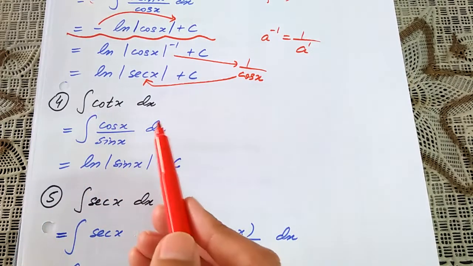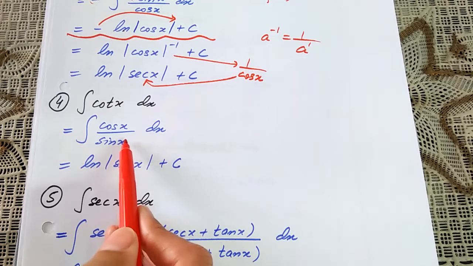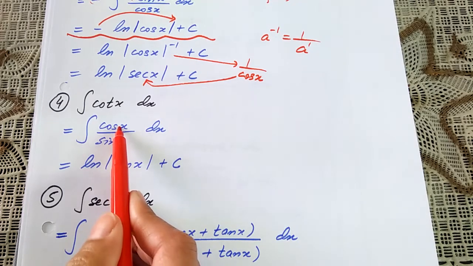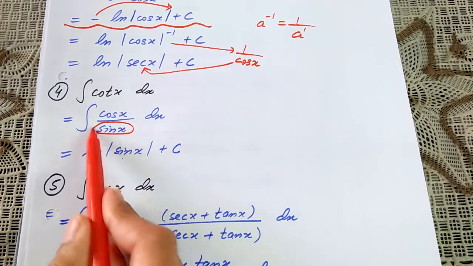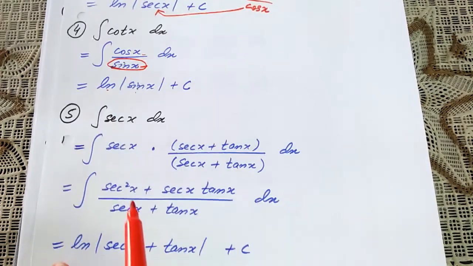Now, integration of cot x. Cot x can be written as cos x over sin x. Now sin x has the derivative cos x. So using this formula again, we just write ln of the function sin x, because sin x has the derivative cos x.